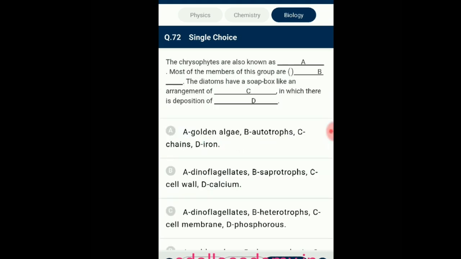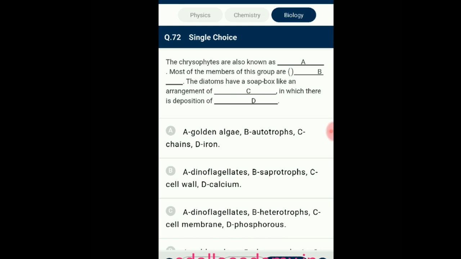Question number 72. The chrysophytes are also known as dash. Most of the members of this group are dash. The diatoms have a soapbox-like arrangement of dash in which there is deposition of dash. Chrysophytes are aquatic algae found both in marine and fresh waters. These include golden algae and diatoms. Most of the members of this group are photosynthetic.